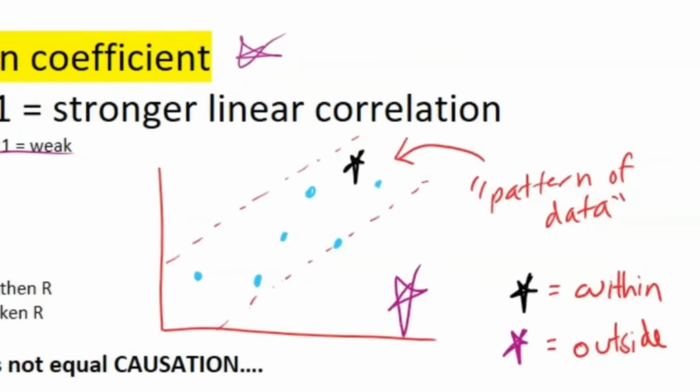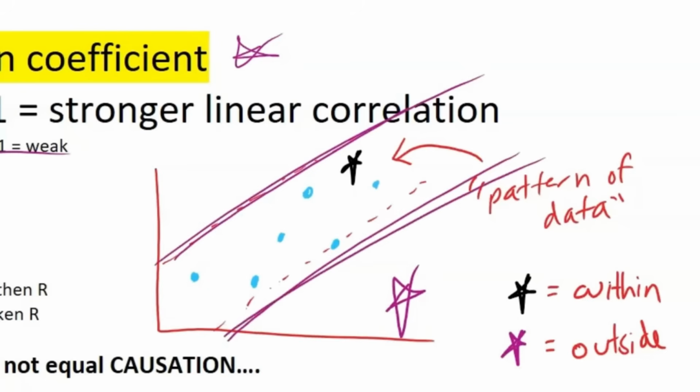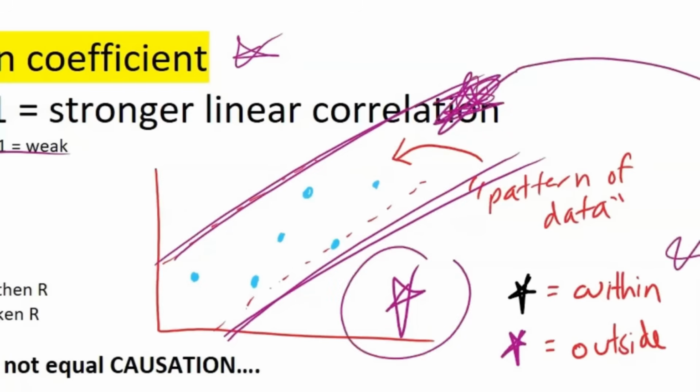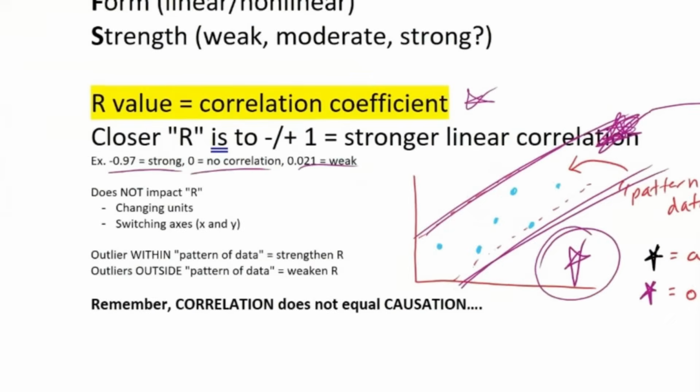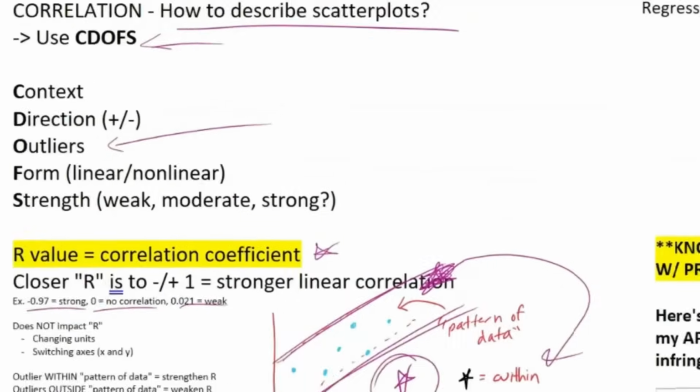What is the pattern of data? Well, I drew a nice diagram to represent it. It's basically the general trend that your points are facing. So this is our general trend. If I had a super outlier, like this star I'm drawing out here, that would be within the pattern of data and strengthen R. But if we had something down here, that's outside the pattern of data, that would weaken R. Also remember, correlation does not equal causation. Super important here. You've probably heard it before, so just keep that in the back of your mind.